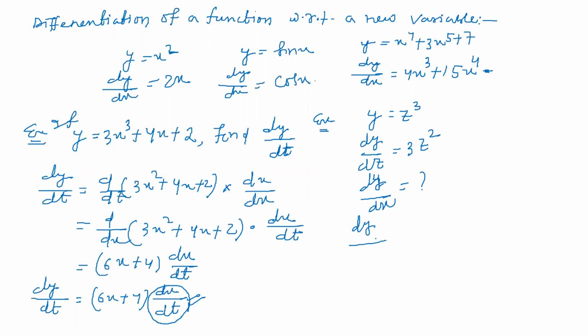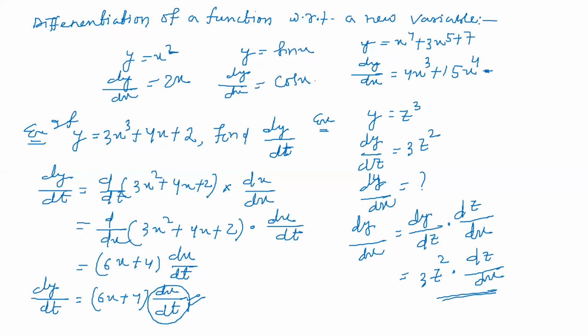dy by dz can be written, students, as dy by dx into dx by dz. After dx cancels, only dy by dz will be there, or not? dx multiplied by dx here. Yes. And dy by dx, how much have you got, students? 3x square. So that is 3x square into dx by dz. This is the differentiation with respect to a new variable.